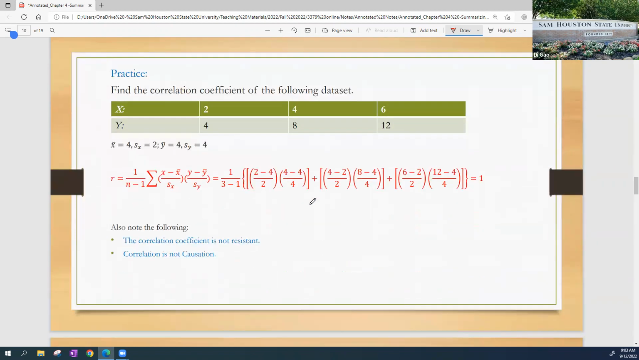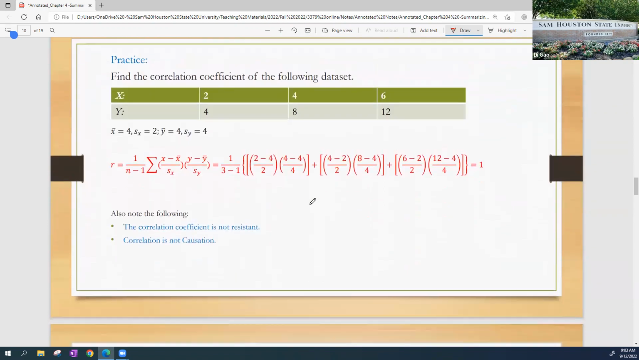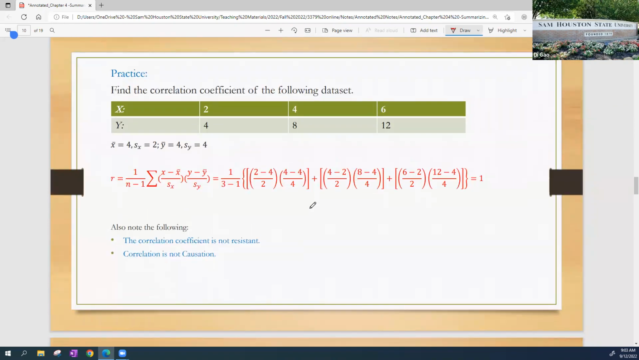Okay, let's look at one more practice problem for calculating the correlation coefficient. Let's say we only have 3 pairs of data in x and y. x takes the values 2, 4, 6, and y takes the values 4, 8, 12. We first need to know what x bar is. That's 4. And sx is 2.